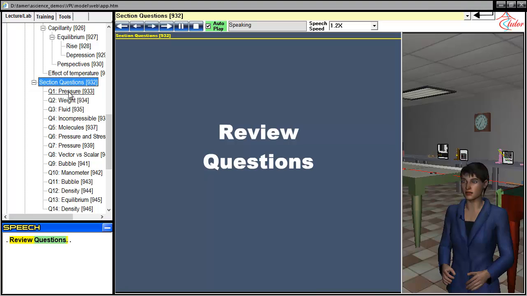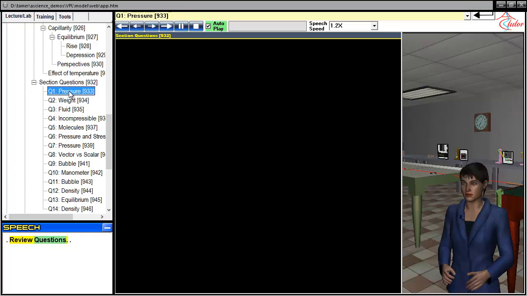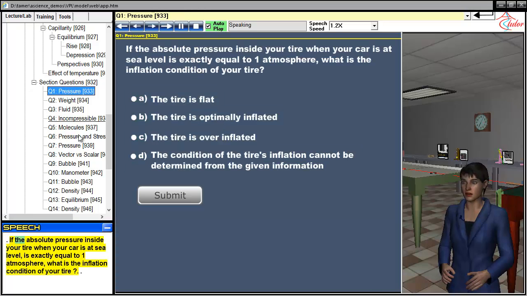Review questions. If the absolute pressure inside your tire when your car is at sea level is exactly equal to 1 atmosphere, what is the inflation condition of your tire? Right answer.